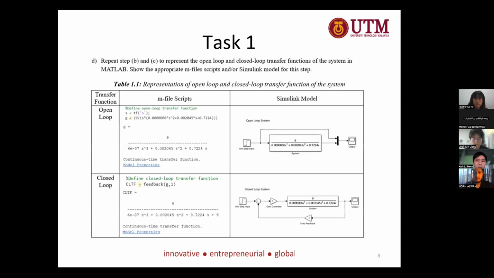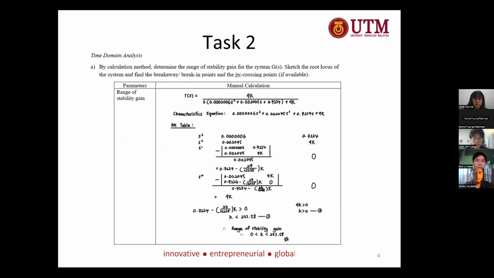Next. This table shows the representation of the open loop and closed loop transfer function in MATLAB. I wrote an M-file and created a Simulink model for both transfer functions. Now let's move to task 2, which included time domain and frequency domain analysis. We start with the time domain first.